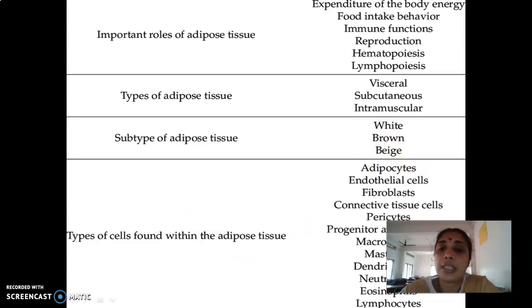Then these are the different types of cells: adipocytes, endothelial cells, fibroblasts, connective tissues, then macrophages, mast cells, dendritic cells. These cells are involved in the immune system, that is, protect against the infections. So all these types of cells are found in the adipose tissue apart from adipocytes.